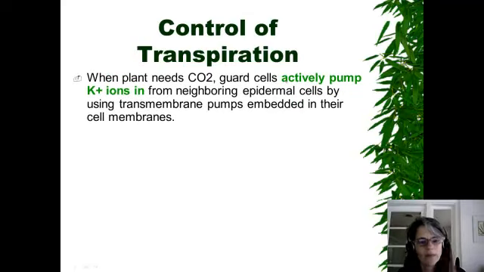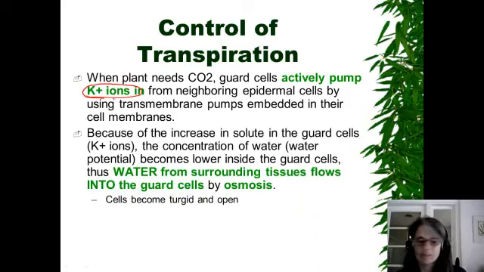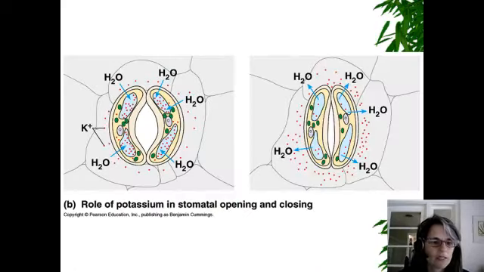When a plant needs CO2, it's got to do some photosynthesis. These guard cells will have pumps in their membranes that will actively pump potassium ions in from neighboring epidermal cells. Let me show you a picture. The red particles here indicate potassium. When we increase potassium by putting it inside the guard cell, water will follow. Why? Because my solute concentration is high, which means my water concentration is low. Water will flow in from high out here to low in there.